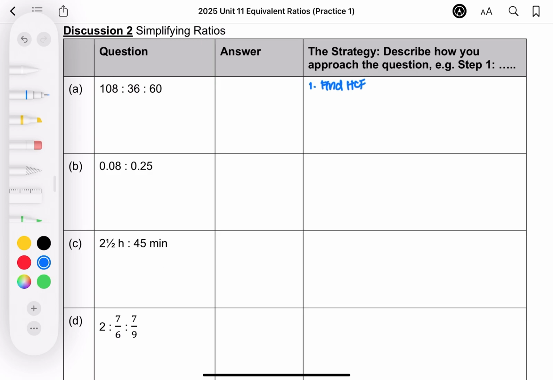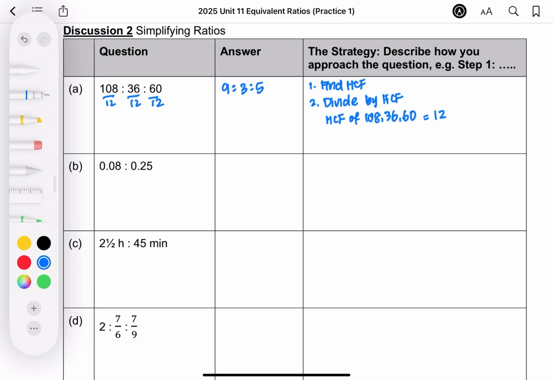After that, we will divide all the parts by the HCF. In this case, the HCF of 108, 36, and 60 turns out to be 12. So for each of these numbers, we divide by 12, and we get 9 is to 3 is to 5, which is in its simplest form.